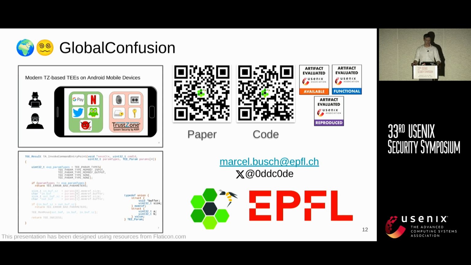So with this, I'm at the end of my talk. You can find the paper using this QR code. Our code is online. We got all 3 artifact evaluation badges. And if you want to talk about global confusion and trusted application compromises, feel free to reach out. Thank you so much.